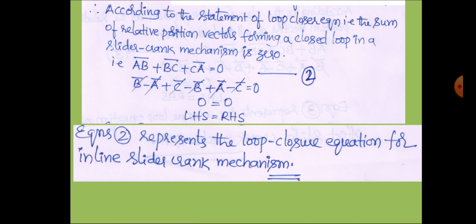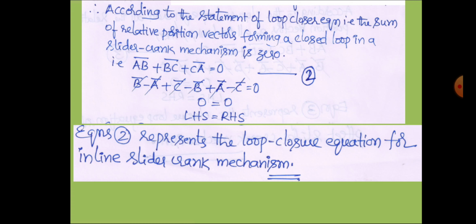Here one is plus, another one is minus, so all the terms on the left hand side get cancelled, that is equal to 0. So again, left hand side is equal to right hand side. So 0 is equal to 0. Hence, this is the loop closure equation for this slider crank mechanism, the inline slider crank mechanism.